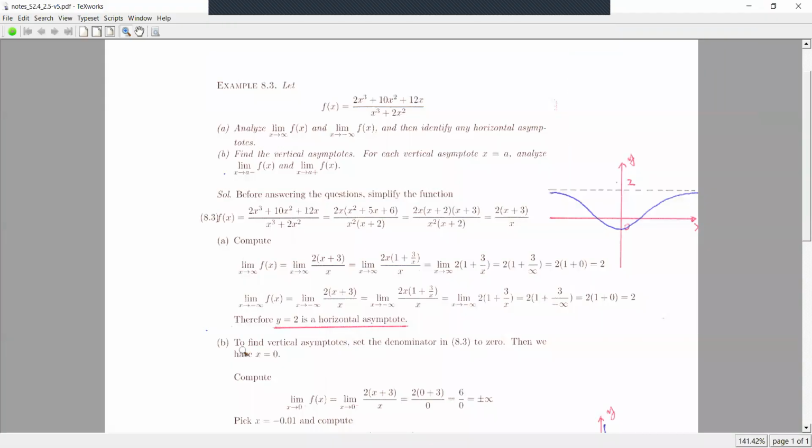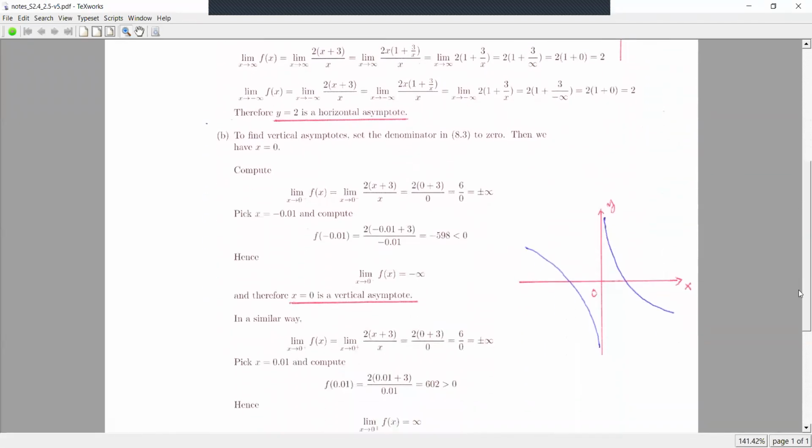Part B. To find vertical asymptotes, we set the denominator of the function to 0. Now the function is this function. Set x to 0, then we have a single point, 0. If the function f has a vertical asymptote, then the vertical asymptote can only appear at 0.